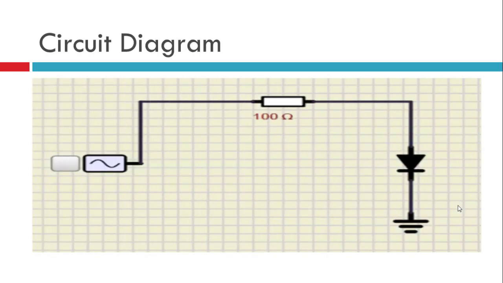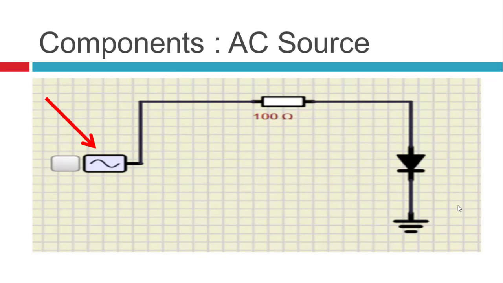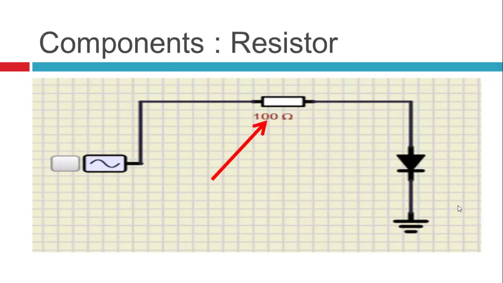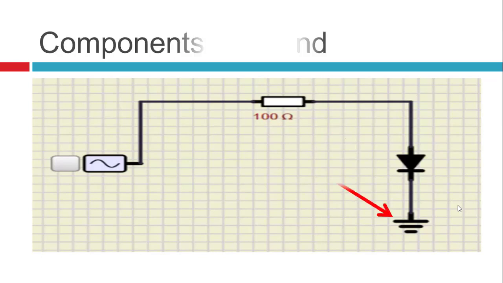So this is the circuit diagram we will be using, a very simple circuit diagram. The components: the first is the AC source, then we have the resistor, a 100 ohm resistor, then we have the diode connected in this particular way so that the P is connected to the resistor and the N part is connected to the ground, and then we have the ground connection to complete the circuit.